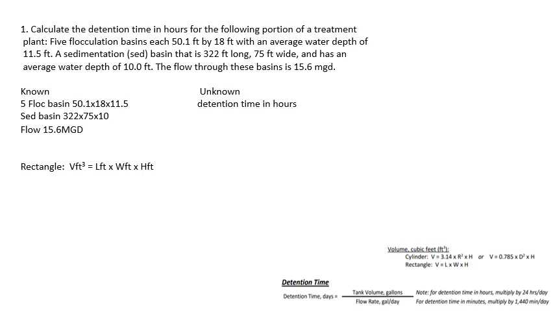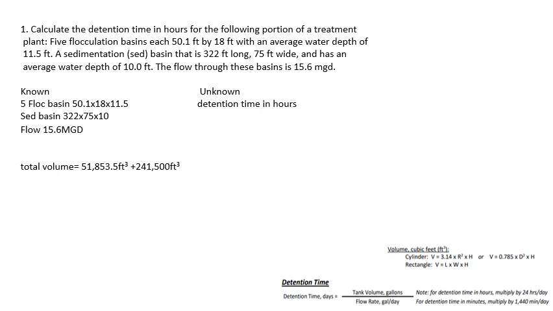First, let's find the volume for our total basins altogether. So your flocculation basins, 50.1 feet by 18 feet by 11.5 feet times 5 flocculation basins. Sedimentation basin volume, 322 feet by 75 feet by 10 feet. Do the math on those. You get the flock basin volume of 51,853.5 cubic feet and the sedimentation basin volume of 241,500 cubic feet.